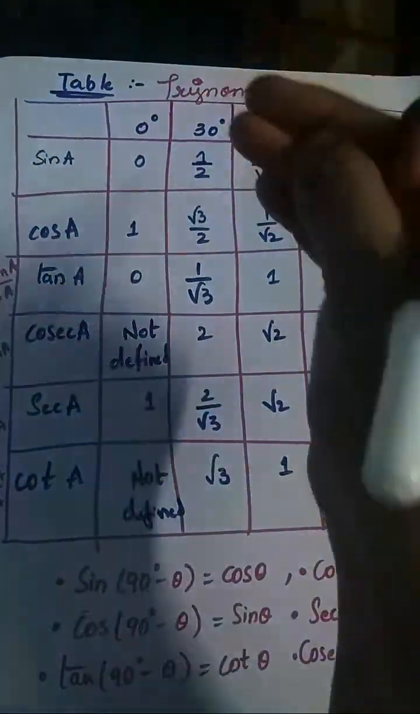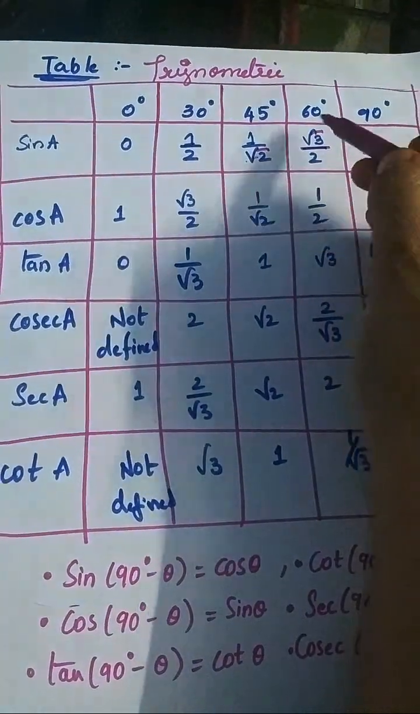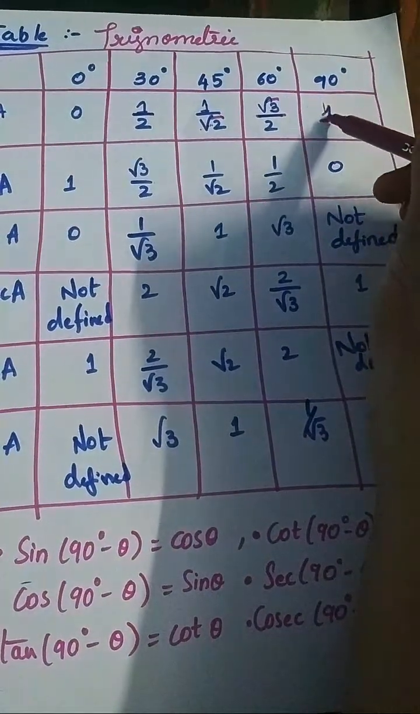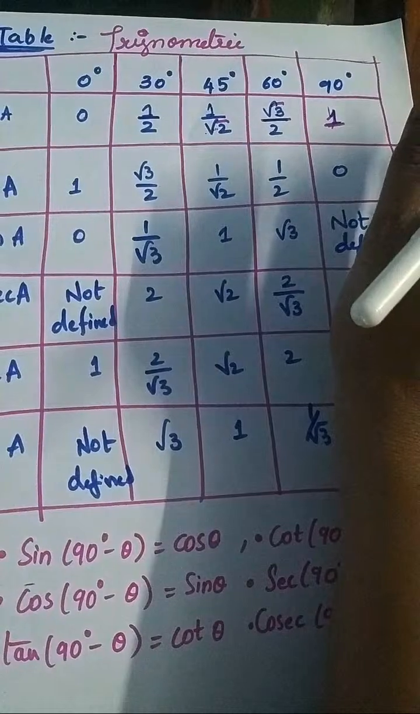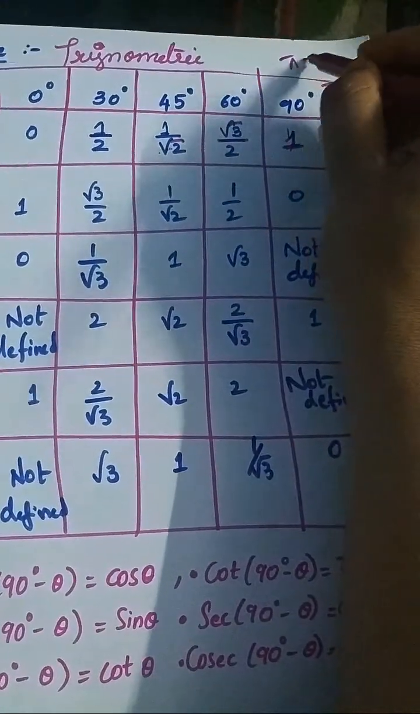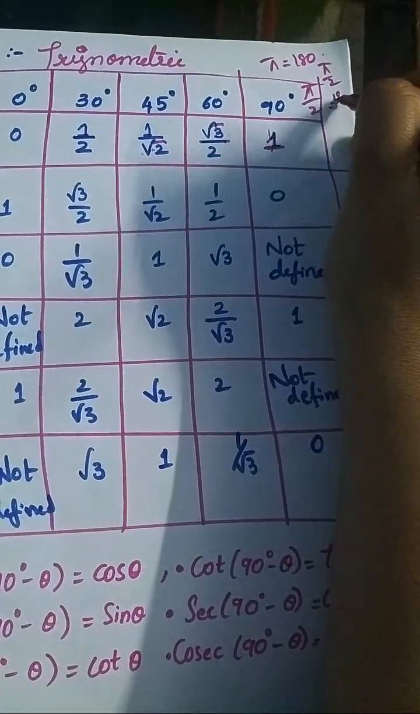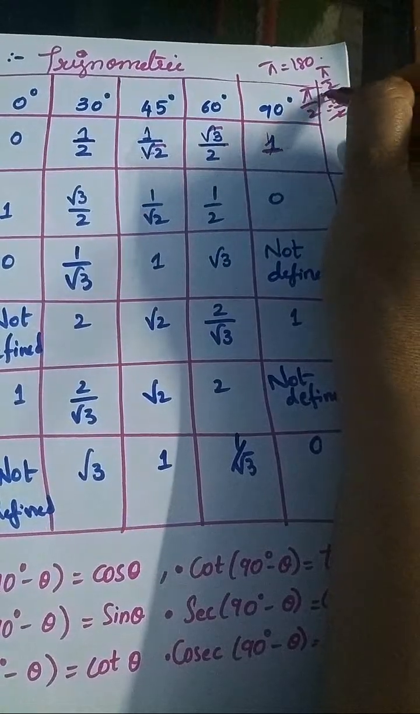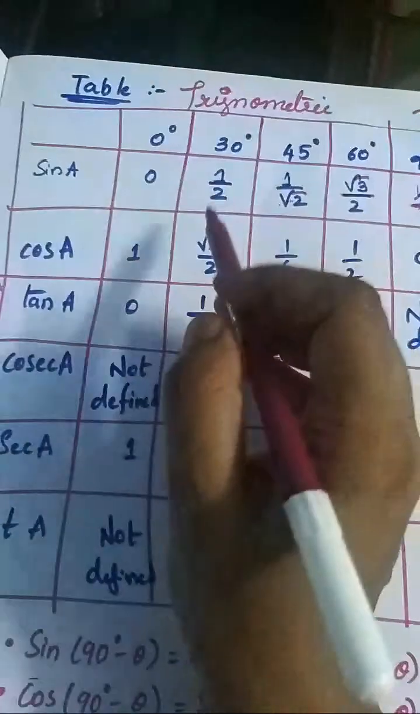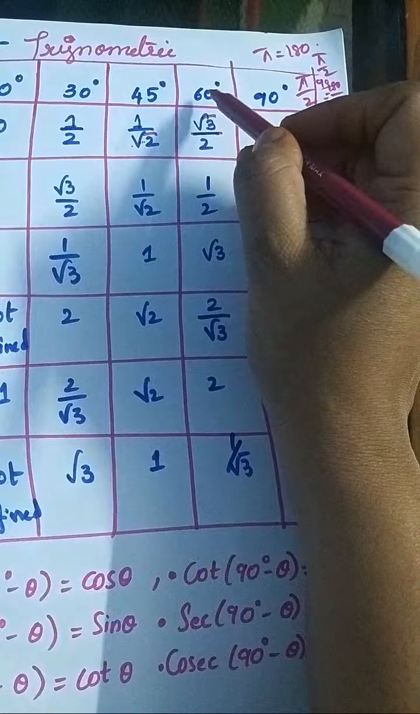These sin A values we have to remember perfectly. Sin 0 is 0, sin 30 is 1 by 2, 45 means 1 by root 2, next 60 means root 3 by 2, finally sin 90 means 1, that is pi by 2. Pi means how much? 180, and pi by 2 means 180 by 2. 2 ones are 2, 2 nines are 90. Okay, pi by 2, means this one is pi by how much?